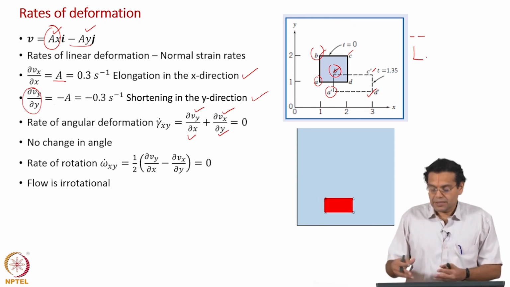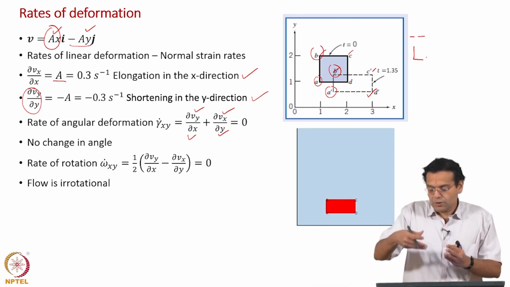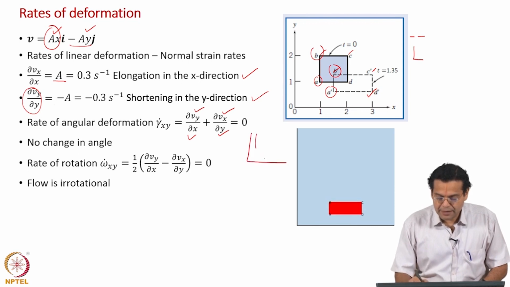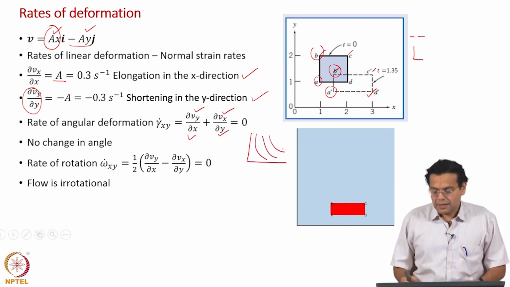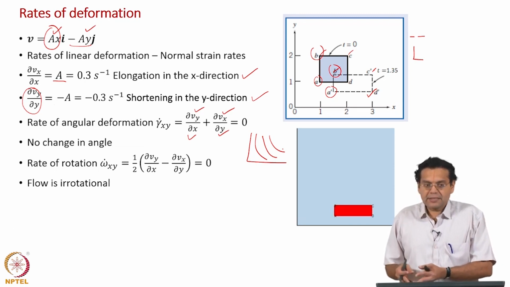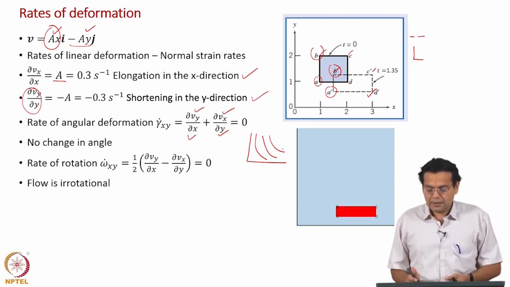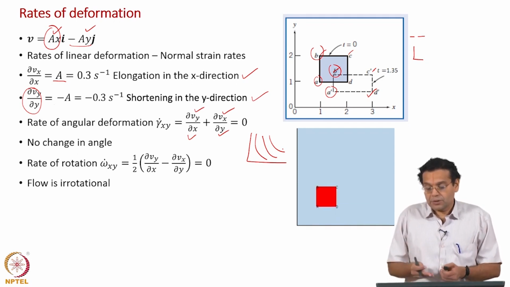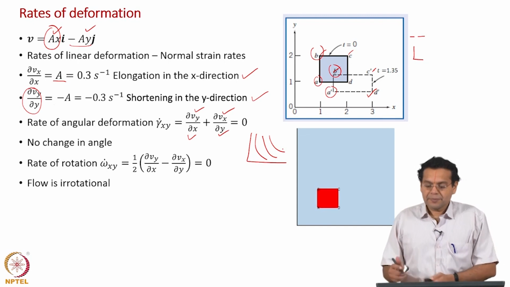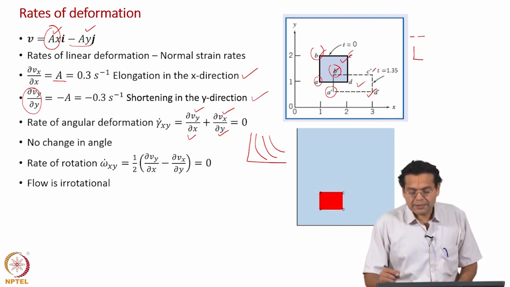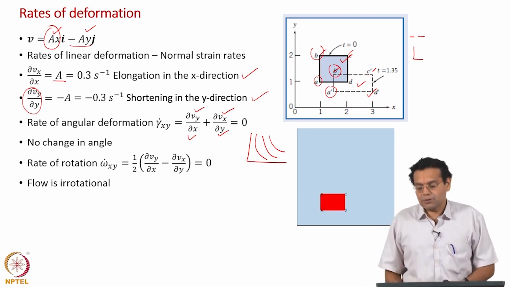And as you see, it also represents the flow around the corner. If we have seen the streamlines where we had flow around the corner, that is also represented by this region which you are tracking. And we can see how the square gradually becomes a rectangle. This was only the initial square, and then a final rectangle at t equal to 1.35.